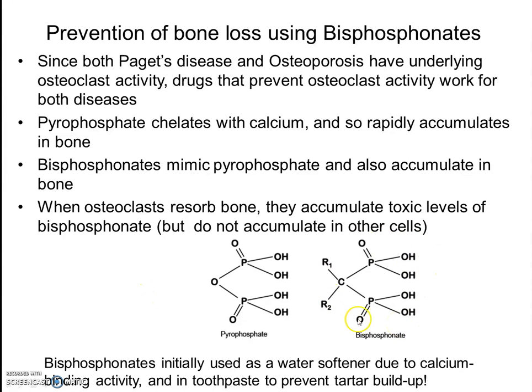So if we inject a patient or get a patient to ingest a bisphosphonate type drug, all of this bisphosphonate will stick to the surface of bones. Now this drug will then be laying there on the surface of a bone until an osteoclast comes along, degrades that bit of bone and takes up this drug into the osteoclast.